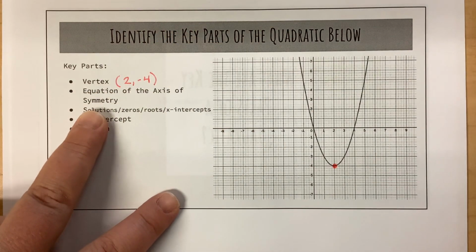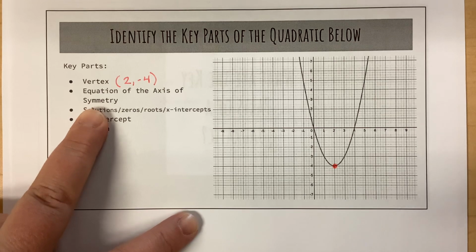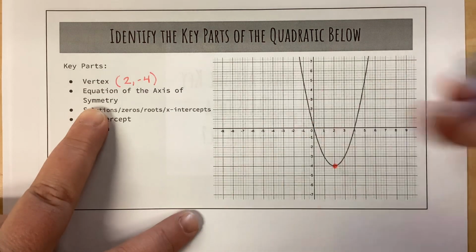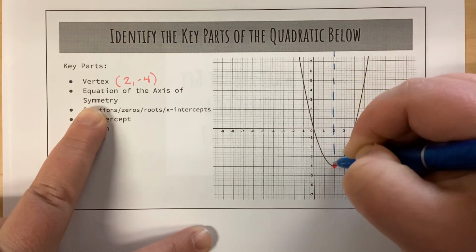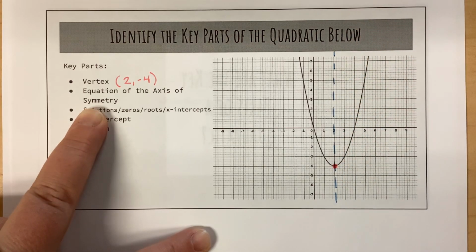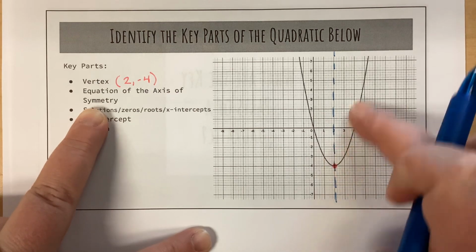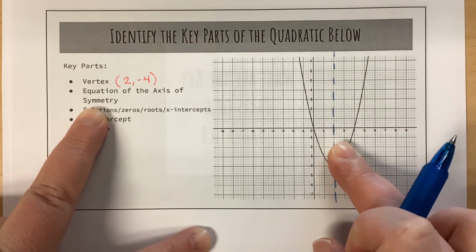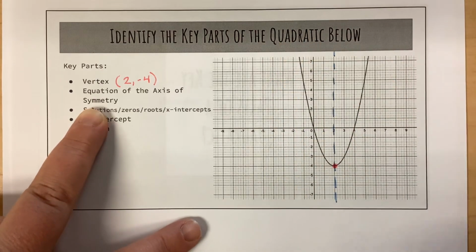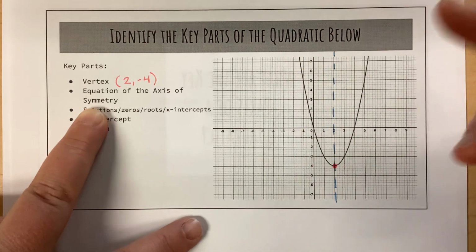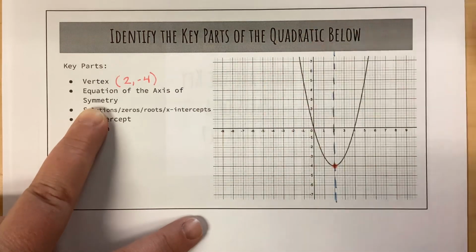The equation of the axis of symmetry. That is the invisible line that runs through the vertex. It is a vertical line. What the axis of symmetry does is reflect one side of the graph to the other. So here's what I mean by that. If I drew my invisible vertical line through the vertex like that, I could literally take this part of the graph, fold it over that line, and it would match up perfectly with this part of the graph. That's why it's called an axis, or a line, of symmetry. It's matching on both sides.